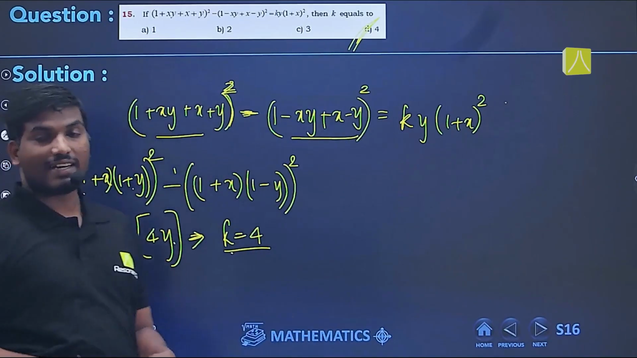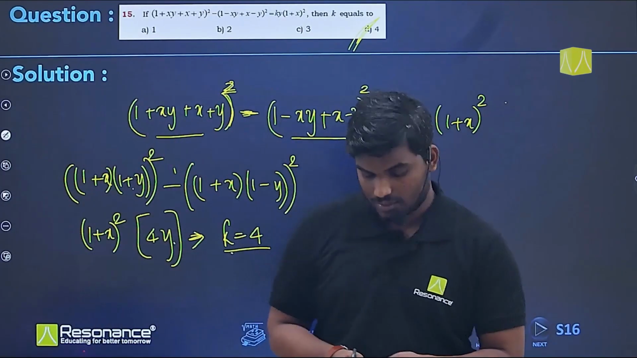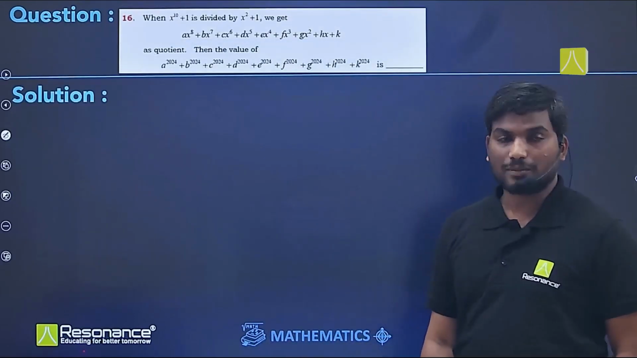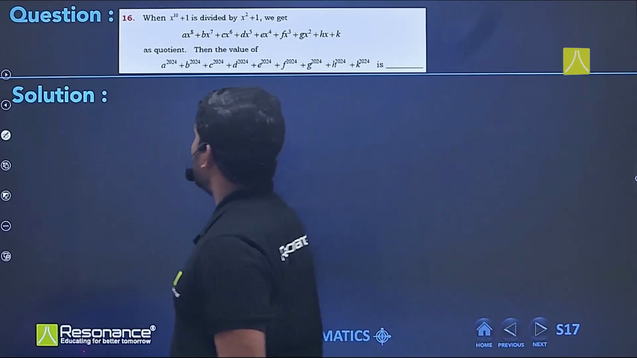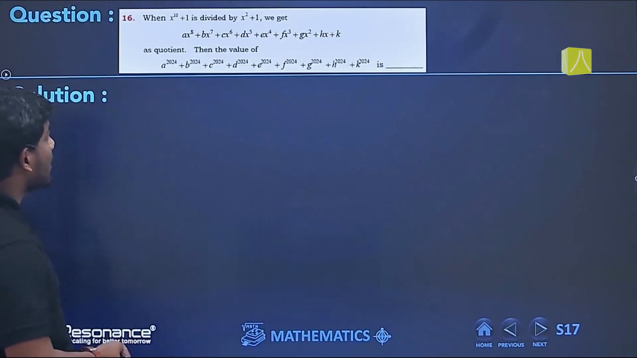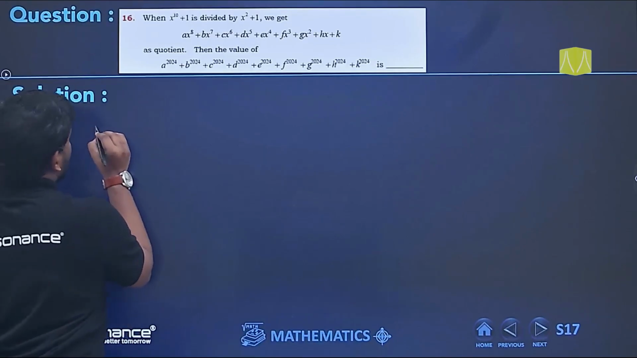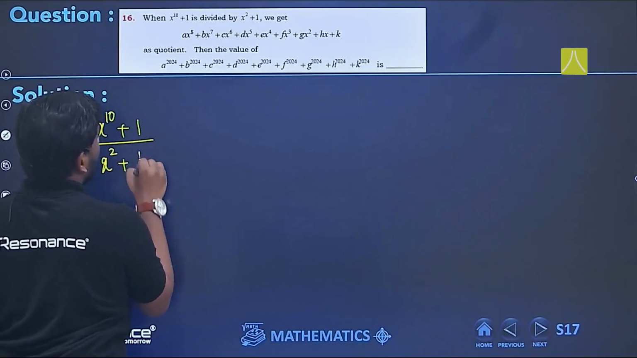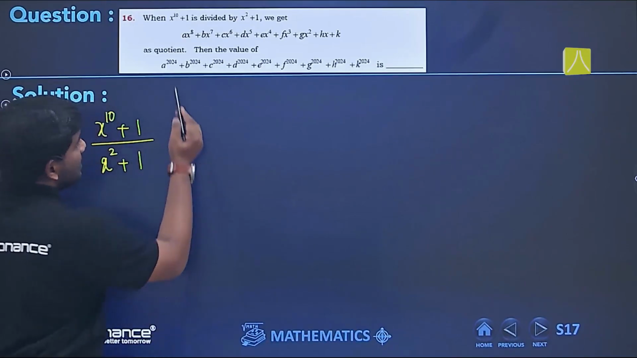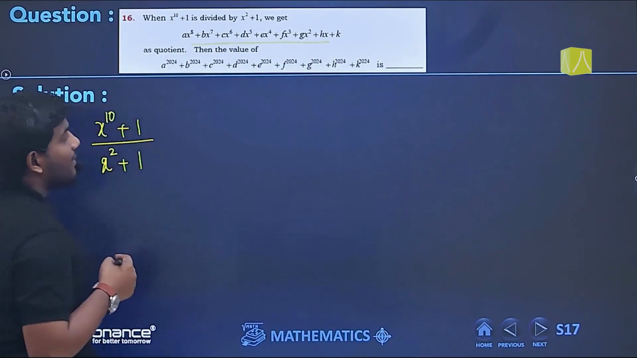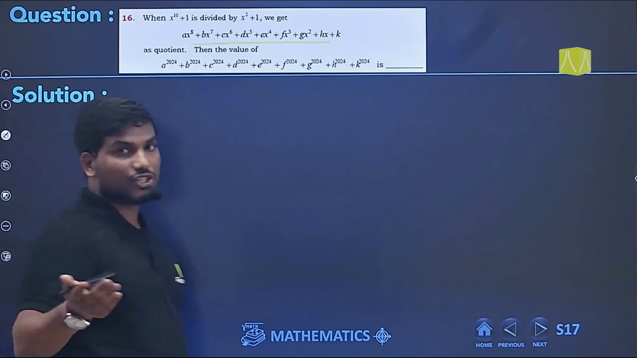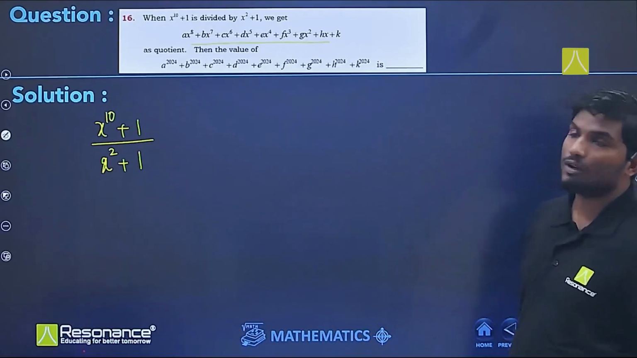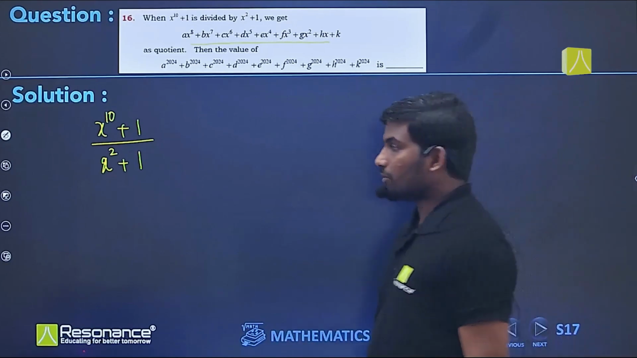So with this we end the questions from multiple choice questions. Now we are entering the second part, section B of the exam, where we have questions of subjective nature. So the question says x power 10 plus 1 is divided by x square plus 1. So from that we get this expression, and we are required to find the values of a, b, c, d, e, f, g, h in order to find the sum of all those 2024 raised values of a, b, c, d, e, f, g, h.